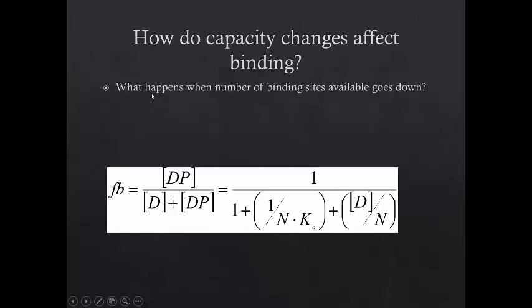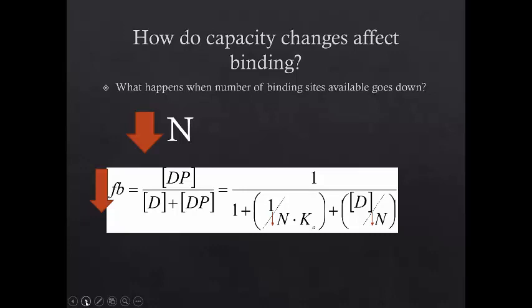So what happens when the number of binding sites available goes down? Well, we're going to predict that if the number of binding sites available goes down, we're going to have less binding, right? Because there's not as many sites to bind to. So if we remember that N is the number of binding sites, and we have a decrease in the number of binding sites, we can see in this equation that if the N decreases, this whole number is going to increase, isn't it? So if the denominator increases, what happens to the fraction bound? It will also decrease. So that makes sense, right?